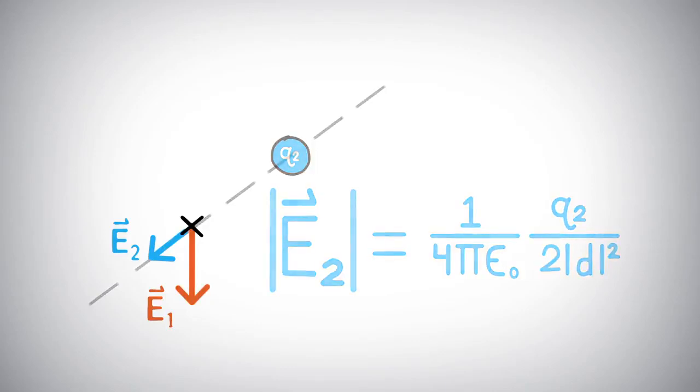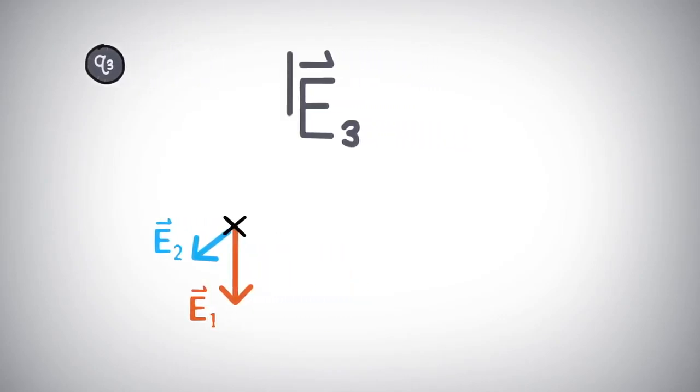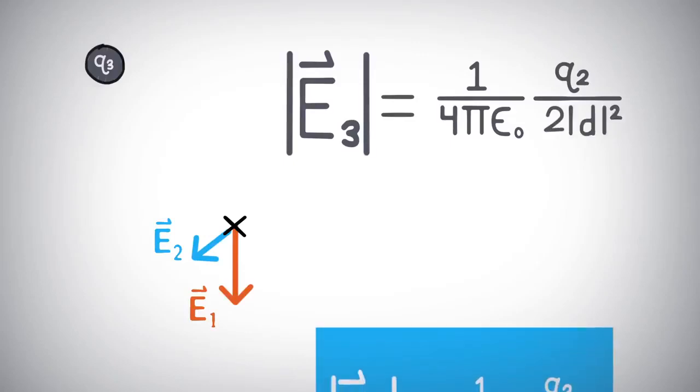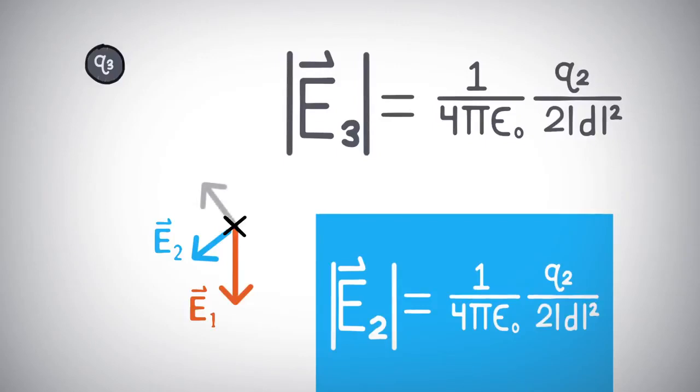Let's repeat this process one final time with Q3 and with a corresponding vector E3 at observation location x. Once again, we can represent the magnitude of E3 symbolically. And we see that the vector E3 has the same magnitude as the vector E2. So we will represent the vector E3 with an arrow that has the same length as the arrow we use to represent the vector E2.